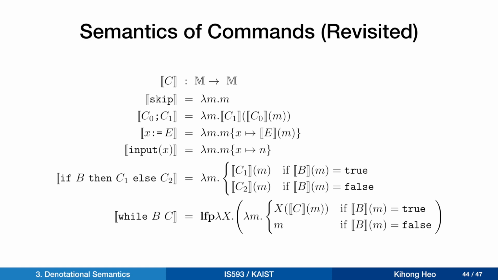Okay, then let's complete the denotational semantics of the simple programming language. Here I rewrite the definition of semantics using the lambda notation, and for while command it is defined as the least fixed point of the function as we discussed.